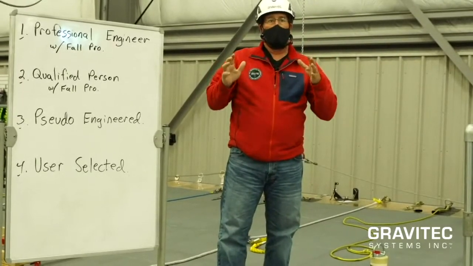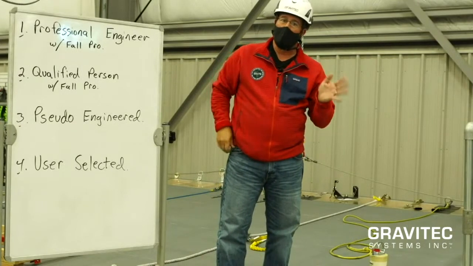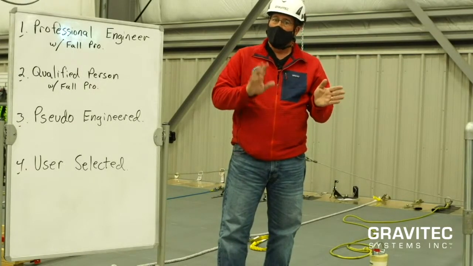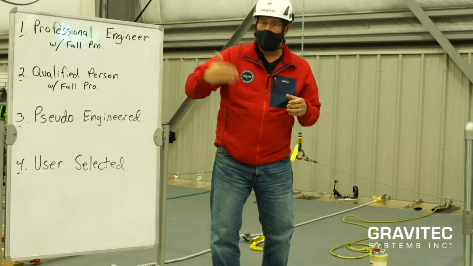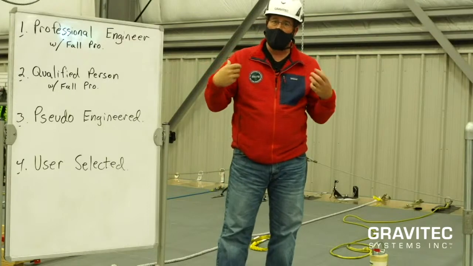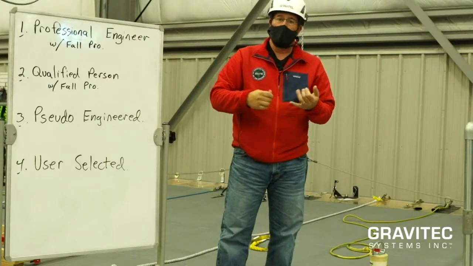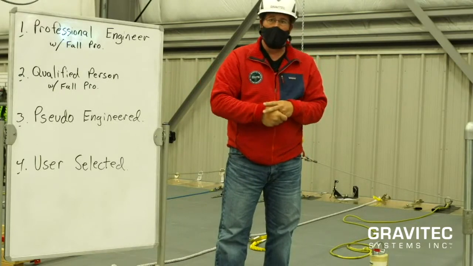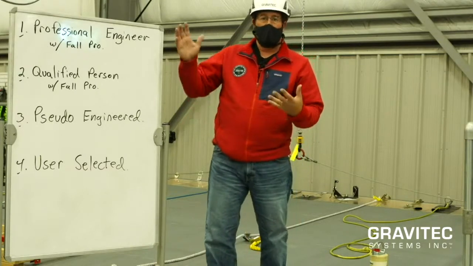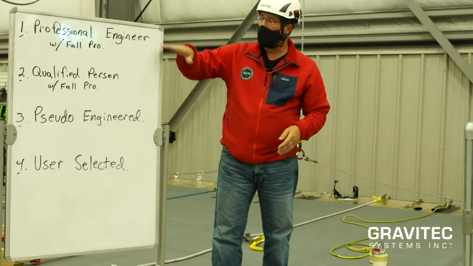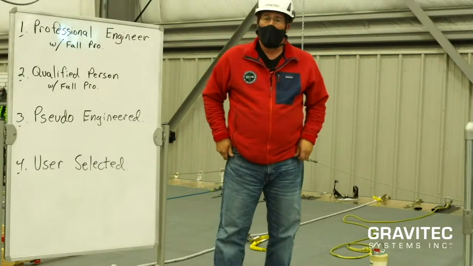OSHA doesn't have any laws that tell employers that they have to have engineered anchors, that you have to prove the strength of every single anchor. That's one of the first misconceptions that everybody believes, that they have to prove the strength of every single anchor. Gravitech would tell you that that's what you should strive to do, but we recognize that it's not always possible to have an engineer on every job and qualify every single anchor that's out there. So we've developed this hierarchy of fall protection anchors from the most preferred to the least preferred, and I want to summarize those here.